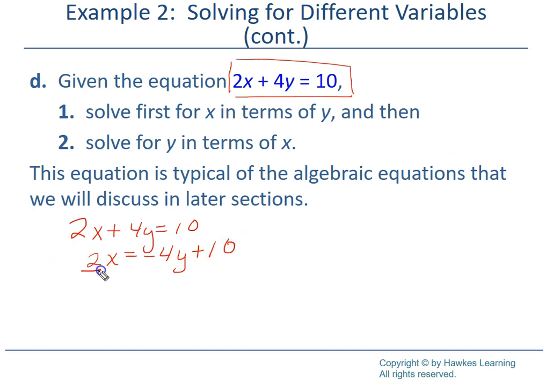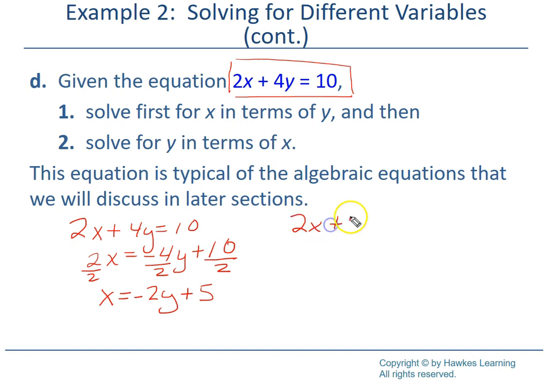And now we're going to divide each term by 2. Now we could put this all over 2, but you'll see why we do it this way. So this is x equals negative 2y plus 5. So we have solved this equation for the letter x. Now let's solve it for y.